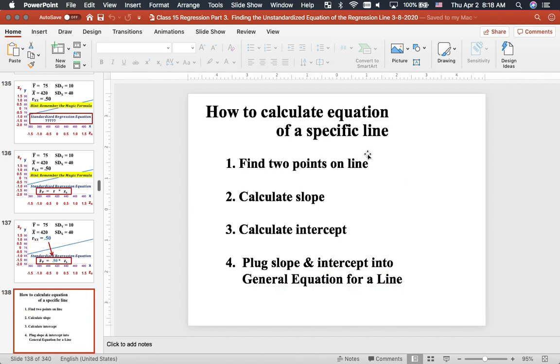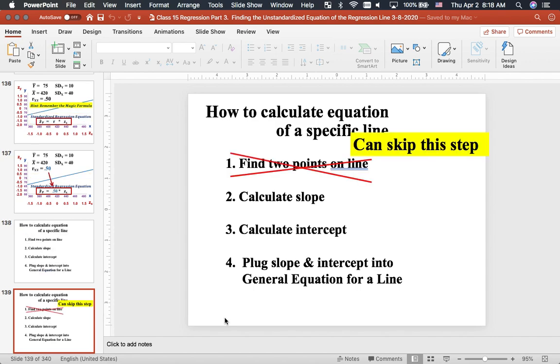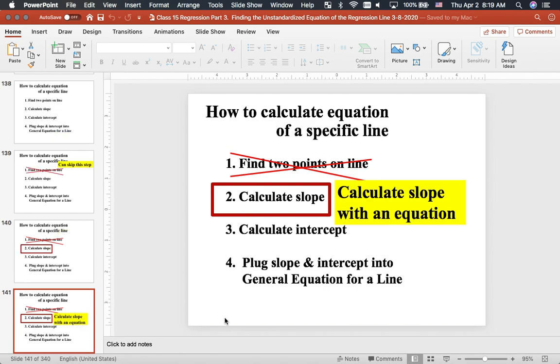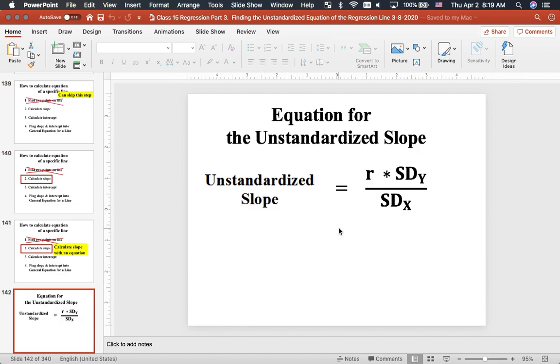We can plug in 0.5 right there, and then we can just use the same thing that we used before to figure out the actual equation. So we can find 2 points in line, calculate the slope, calculate the intercept. But look, since we're doing this, we can actually skip a few steps. We don't have to find 2 points, because guess what? We're going to learn a new equation for calculating this slope. And this equation is this right here.